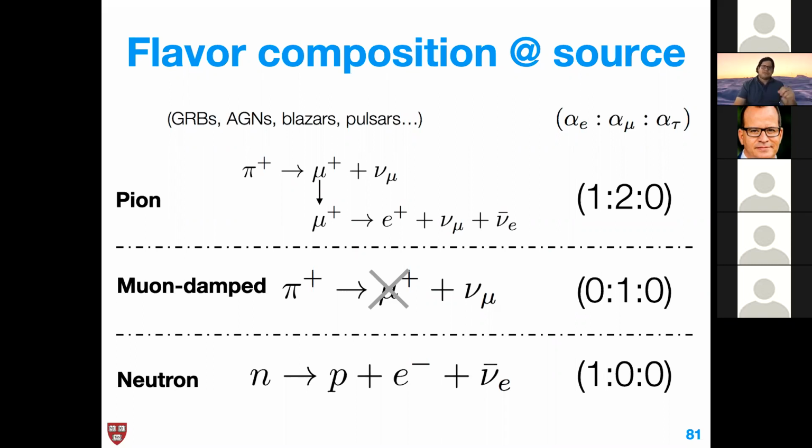Now you also have muon-damped sources. In a muon-damped source, the pion is produced in an environment that has a large magnetic field, and in the large magnetic field the muon loses energy very fast, so it no longer yields higher energy neutrinos when it decays, so you only get 0-1-0 at the highest energy. You can also have neutron production in the sources, and of course neutrons can decay, and then you have nu e only, so it's a 1-0-0 source. In a real scenario, it's a combination of these things. Most sources that are proposed in the literature are pion sources.